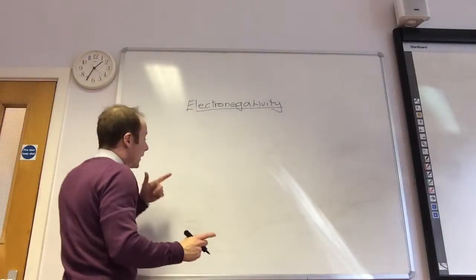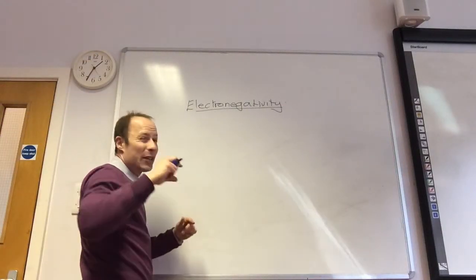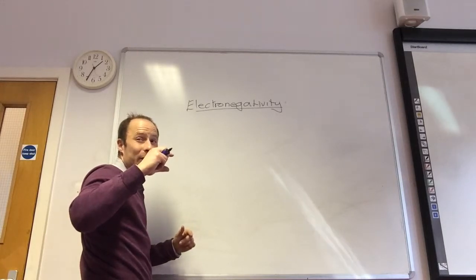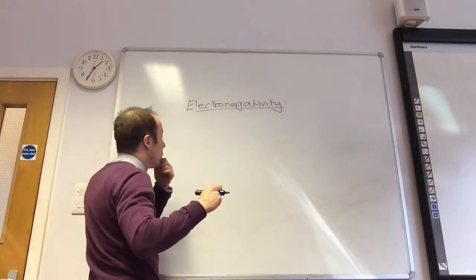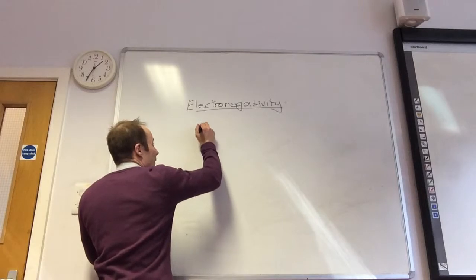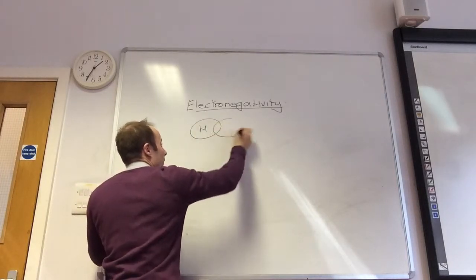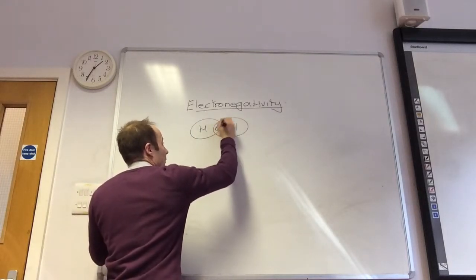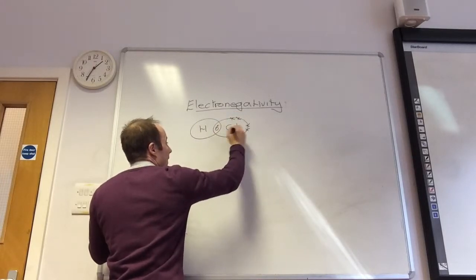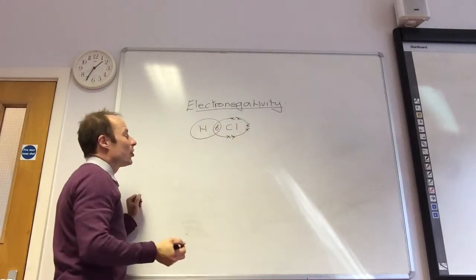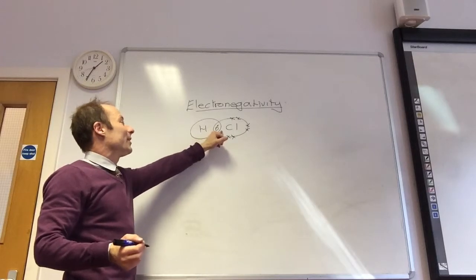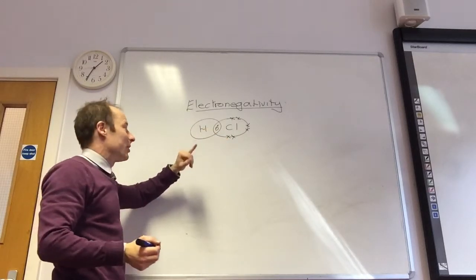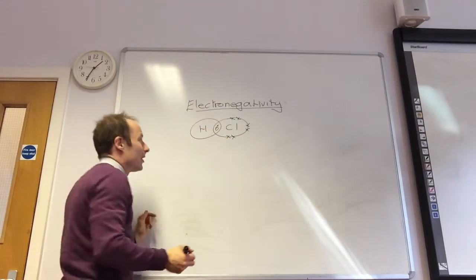So in the examples so far, we've always assumed the electrons are shared equally between the two covalently bonded atoms. But that's not always the case. So if I do HCl, it looks like that, and we would assume that this pair is a shared pair of electrons between the H and Cl. However, that's not the case.